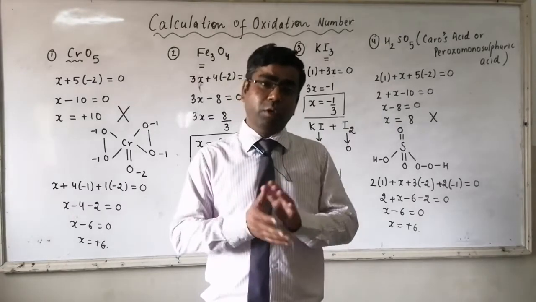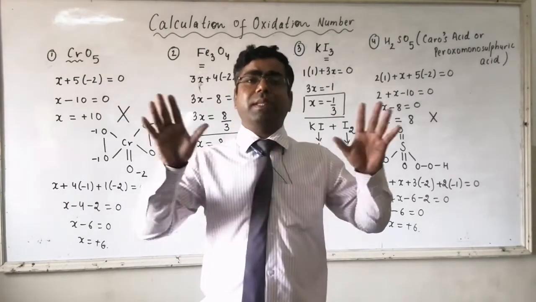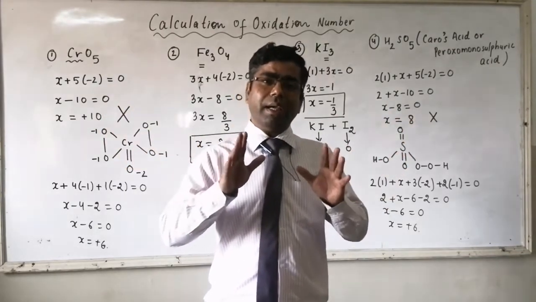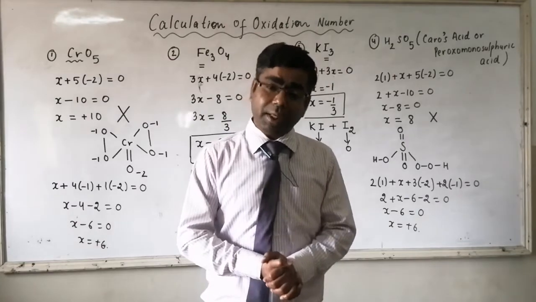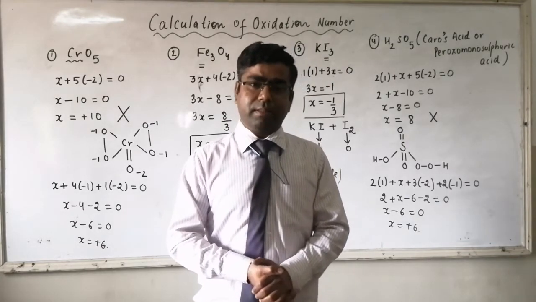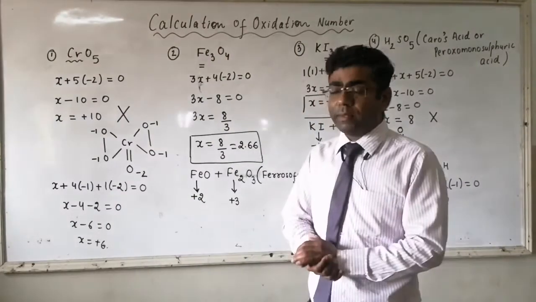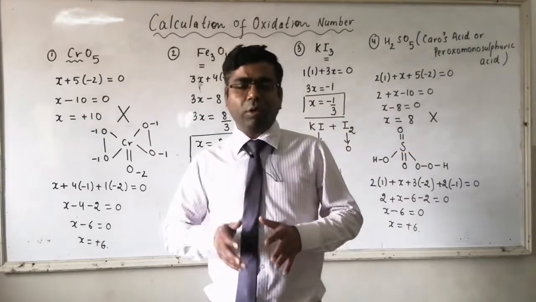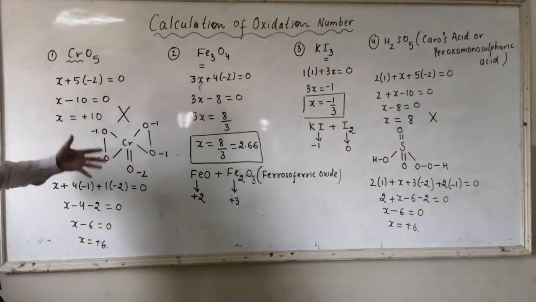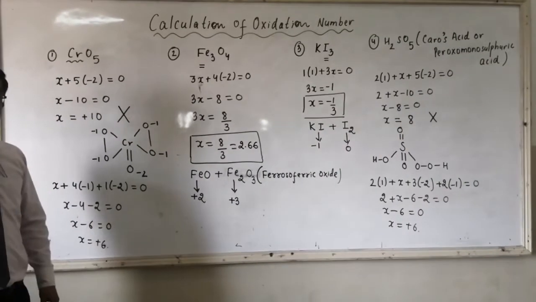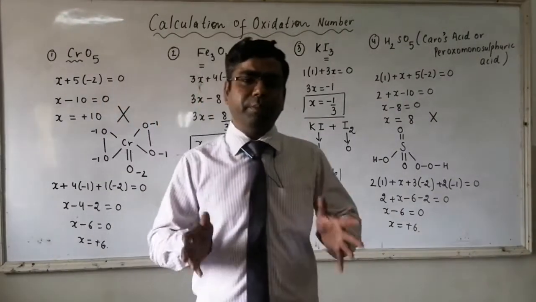Why is it not possible? Because I have told you osmium is the only element which can exhibit a maximum oxidation state of +8. No other atom or element can exhibit an oxidation state of +8. It means something is wrong here. If we want to get the exact oxidation state for chromium, then we have to see the structure of CrO5. CrO5 is a butterfly shaped compound or molecule.